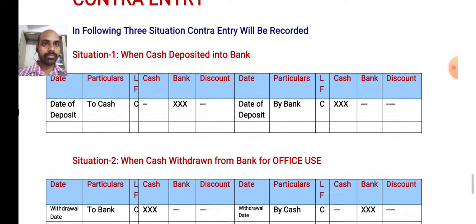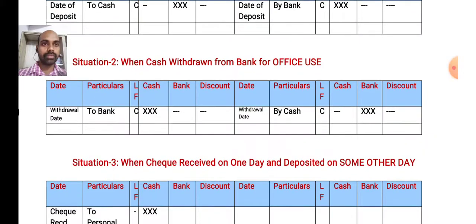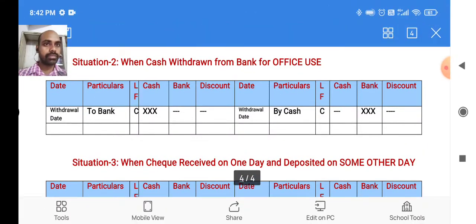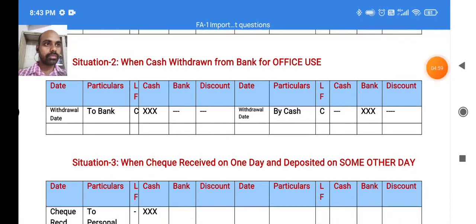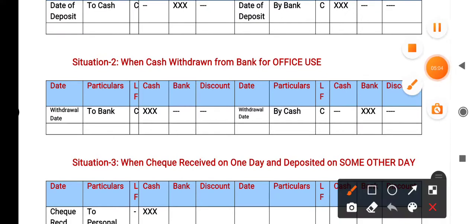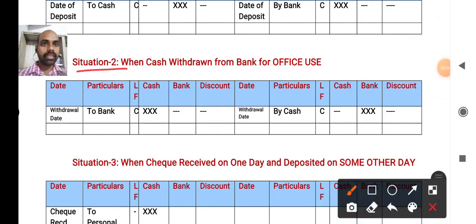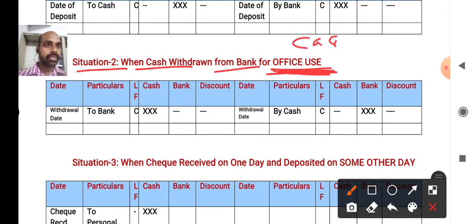So the next thing, situation 2. Situation 2 is when cash is withdrawn from bank for office use. For what use? Office use. What is happening here? You are getting cash. From where? Bank. So the amount is coming to cash.